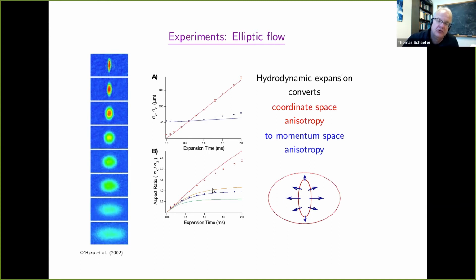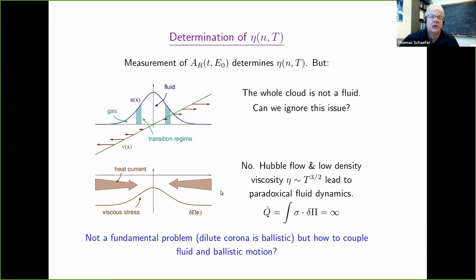You can see that if you do the same experiment far away from unitarity, the result is very different. And at least at leading order, you can understand this as an effect of viscosity, that viscosity is trying to hold the system back. So this is a regime in which the viscosity is low, and this is a regime in which the viscosity is large. So the question is whether one can make that quantitative.